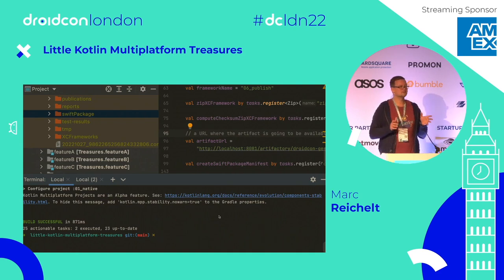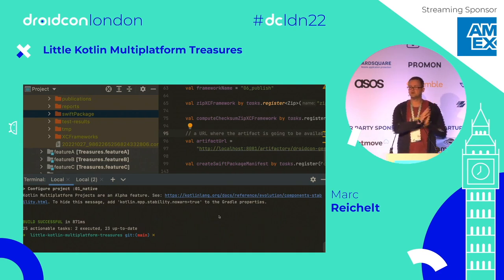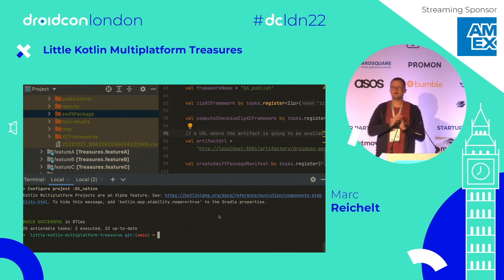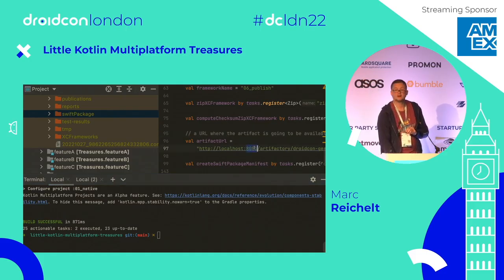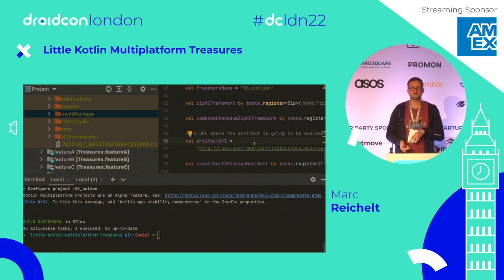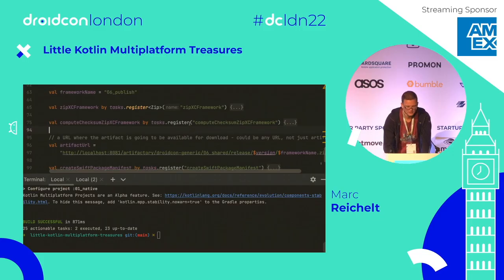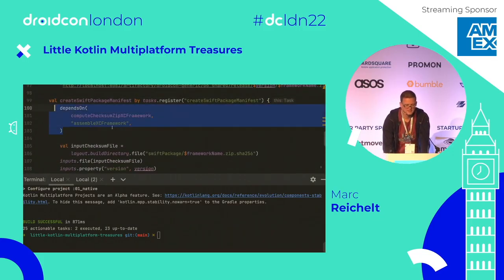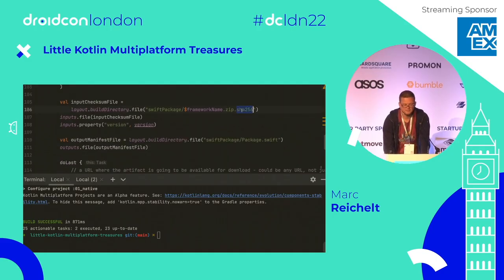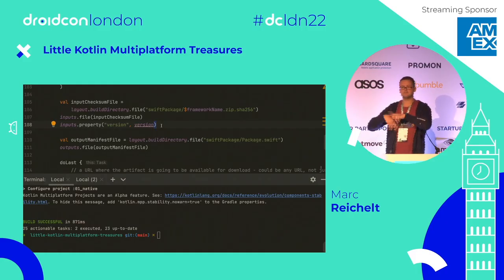So what we're going to do is publish the package.swift to a local Git repo which we have, and publish the zip file to the Artifactory. That's why we can see the Artifactory URL here, and in the package.swift. Now I'm going to go into the details of how this works. Here we create the Swift package manifest, which depends on some other tasks. It depends on the checksum file, and it depends on the version. So if the version changes, we want to recreate the package.swift file, so we make sure that we upload a new thing.